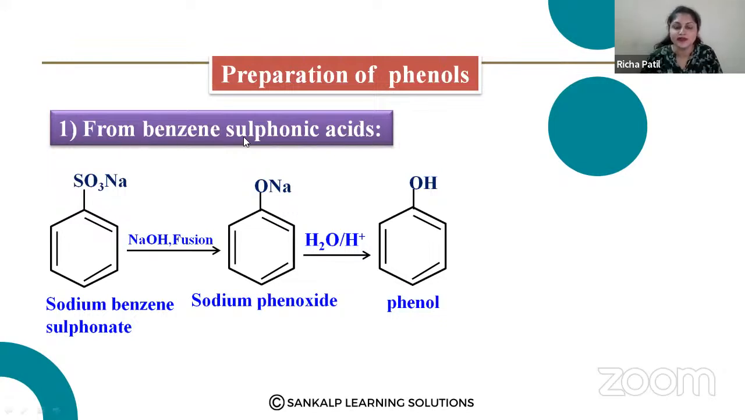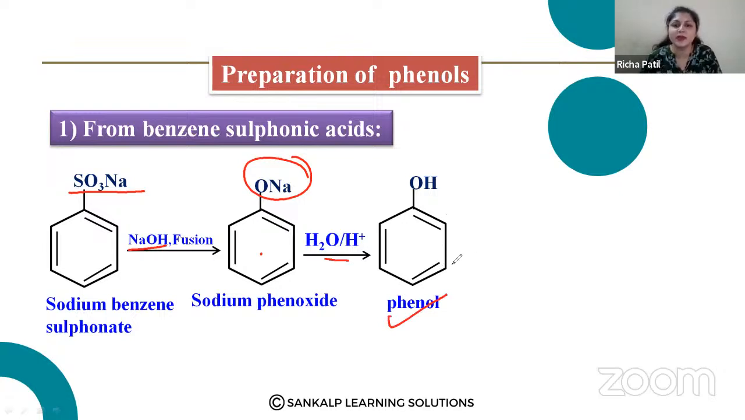So from benzene sulfonic acid. So what is it here? Sodium benzene sulfonate is taken. It is treated with sodium hydroxide. So what is happening here? There is a replacement reaction taking place. It forms sodium phenoxide. So this is sodium phenoxide. On further treatment, it undergoes hydrolysis to give you phenol.